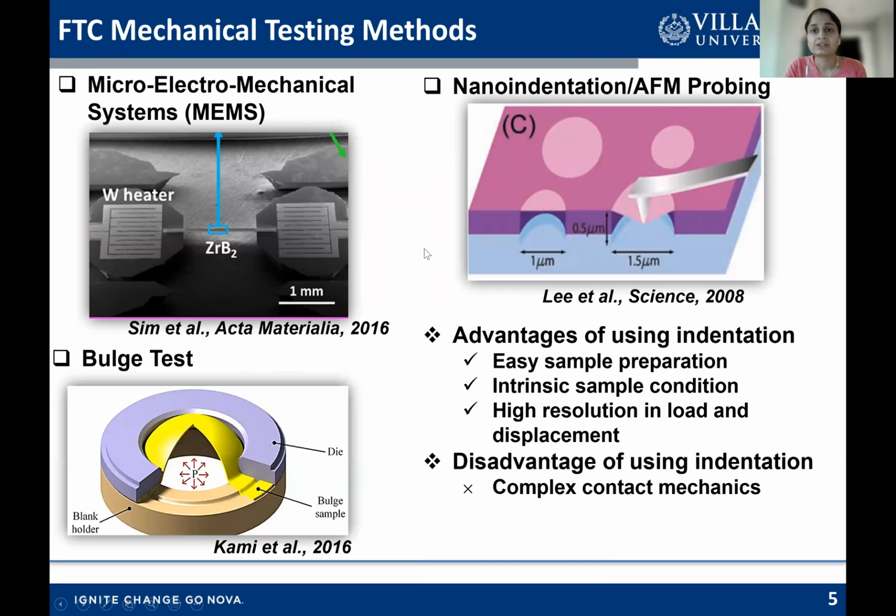For nano indentation, the advantages are easy sample preparation, high resolution in load and displacement, and intrinsic sample condition. But it also comes with a disadvantage, which is complex contact mechanism. But this is overcome by using FEA, that is finite element analysis.